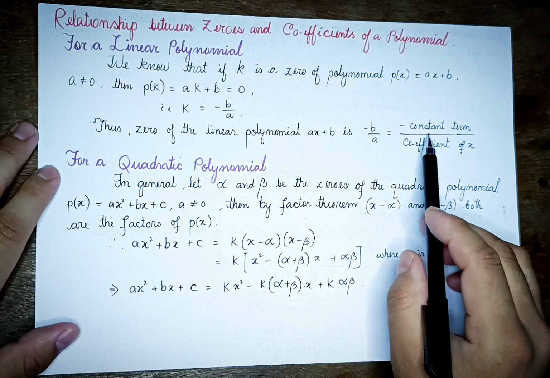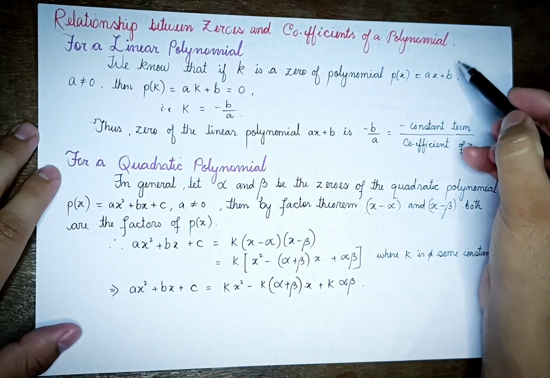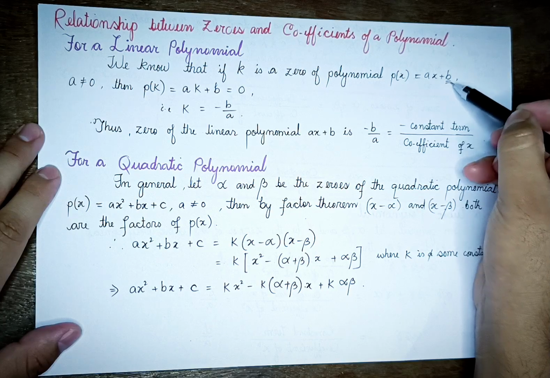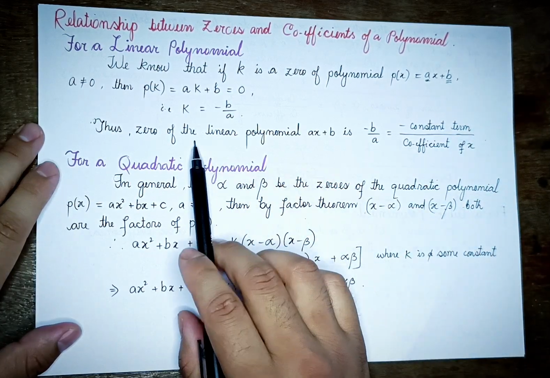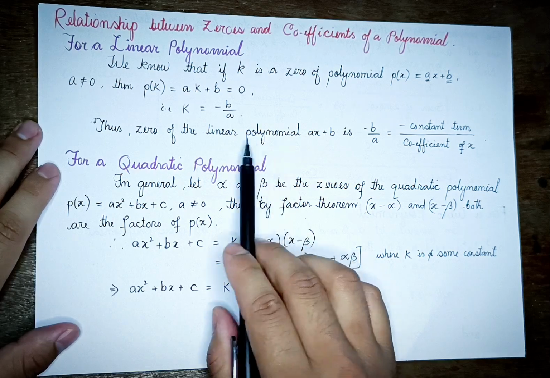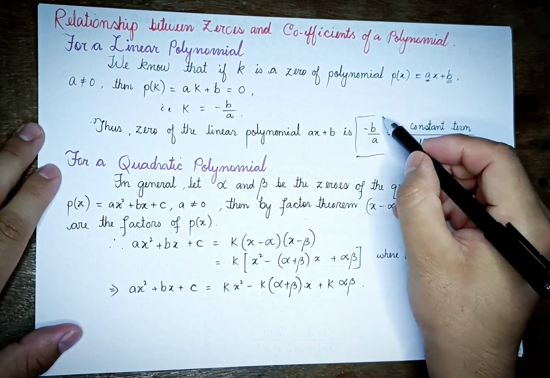Here -b/a is equal to minus the constant term divided by the coefficient of x. Here b is the constant term and a is the coefficient of x. So the zero of the linear polynomial will be -b/a. You must learn this formula by heart.